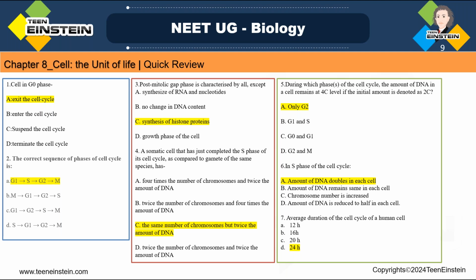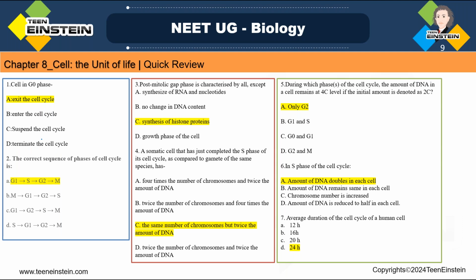Here the first question is: a cell in G0 phase. Four options are there. Option A, exit the cell cycle; option B, enter the cell cycle; option C, suspend the cell cycle; and D, terminate the cell cycle. So which option? A cell in G0 phase.